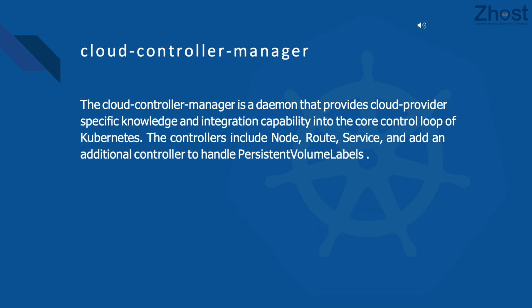Cloud controller manager interfaces Kubernetes with cloud provider APIs, AWS, Azure, GCP, etc. It handles cloud-related operations like load balancers for services, persistent volume provisioning, and managing cloud resources. The Cloud Controller Manager is a daemon that provides cloud provider specific knowledge and integration capability into the core control loop of Kubernetes. The controllers include node, route, service, and an additional controller to handle persistent volume labels.